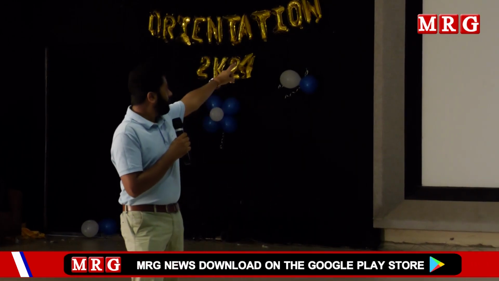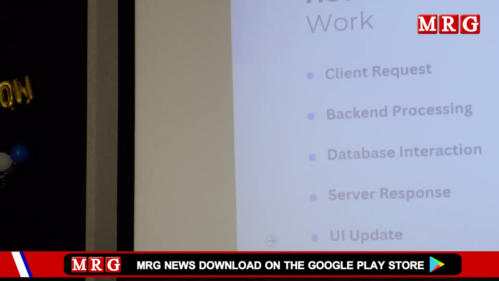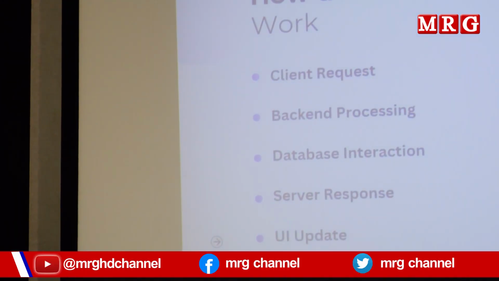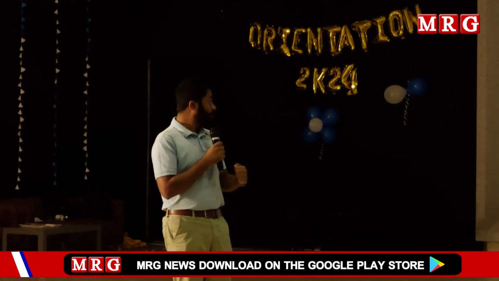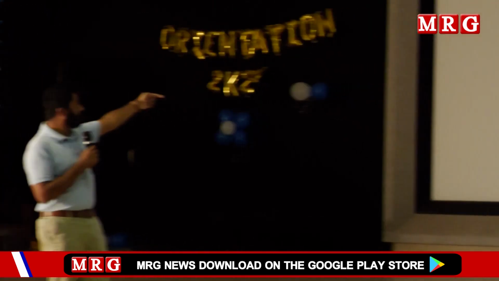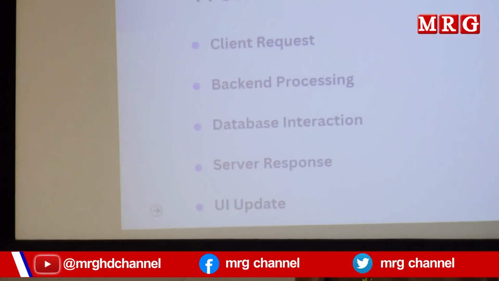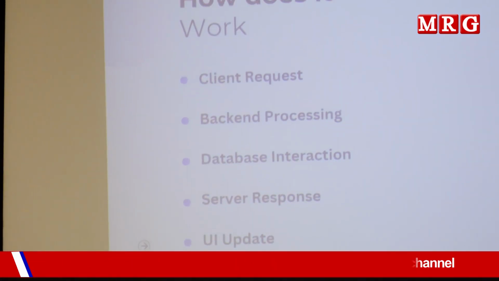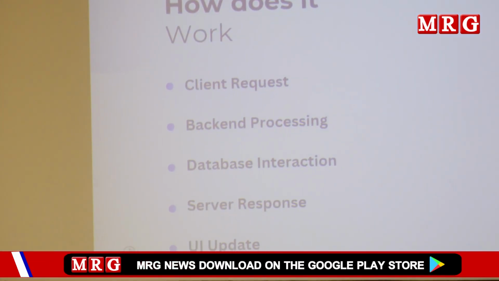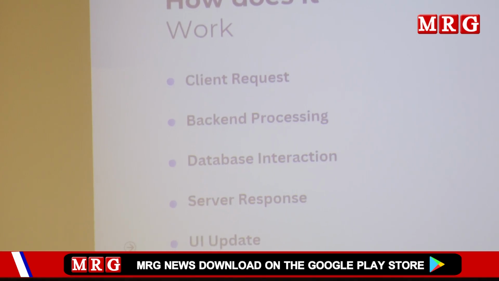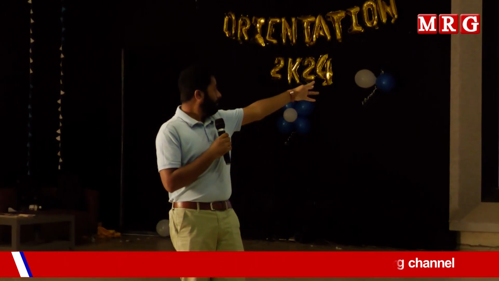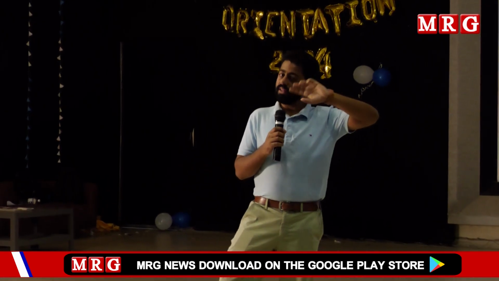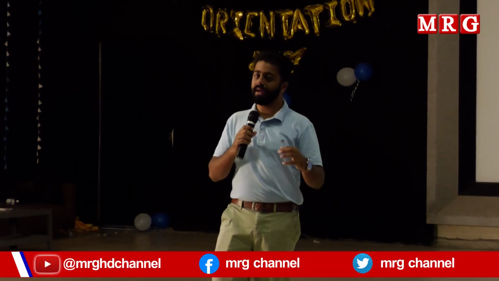So let's say the client request, this is also on the front end. Why? Because the client is the user, right? He's requesting something. If the button is not clicking properly, it is again the front-end developer. Now coming to backend processing, database interaction, server response. This is the backend guy's responsibility. The database should give you the right data. It should query the right data. It should not give you a corrupted response. It should not give you a random response. And the backend processing should not take a lot of time so that the buffering symbol comes, right? So that should not happen. So all of these things are the backend guy's responsibility.